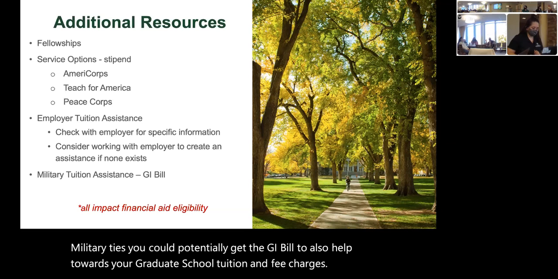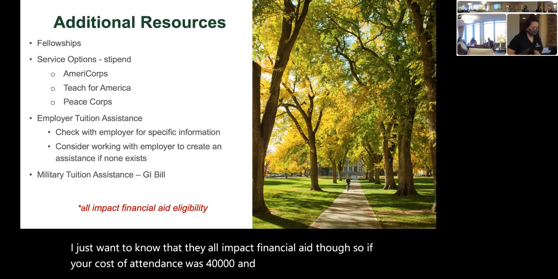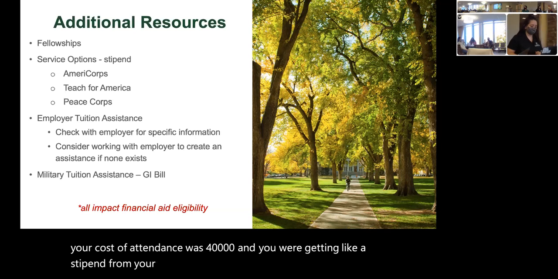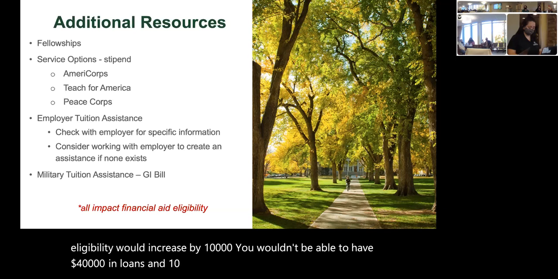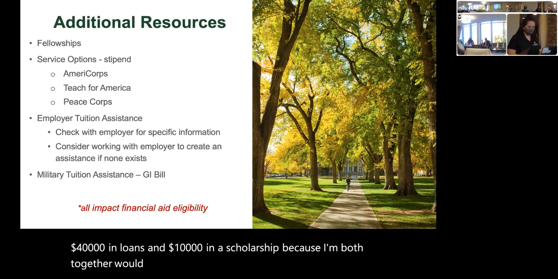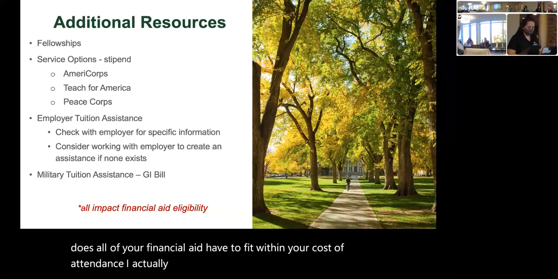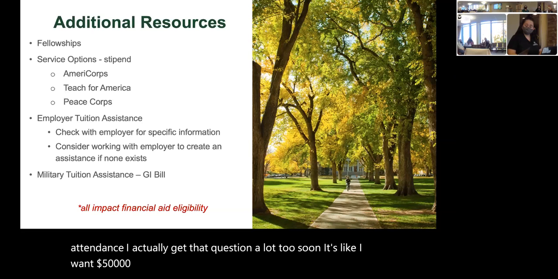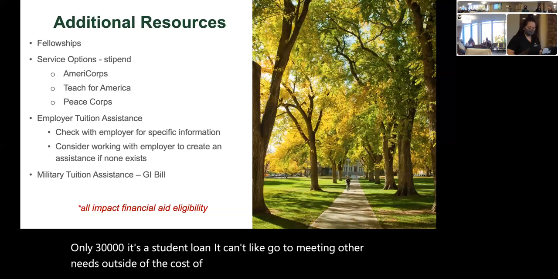I just want to note that they all impact financial aid though. So if your cost of attendance was $40,000 and you were getting a stipend from your employer for 10,000, then that means your loan eligibility would decrease by 10,000. You wouldn't be able to have $40,000 in loans and $10,000 in a scholarship, because then both together would be exceeding your cost of attendance. So all of your financial aid has to fit within your cost of attendance. I actually get that question a lot too. Students are like, well, I want $50,000 of loans, but it's like, your cost of attendance is only 30,000. It's a student loan. It can't go to meeting other needs outside of the cost of attendance. So always keep that in mind.